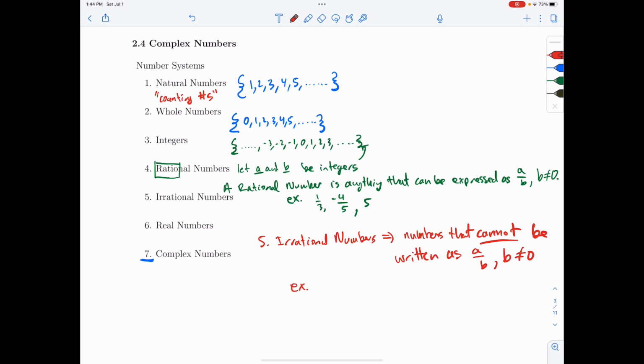Some examples of that are, well, pi. I can't write a fraction with integers that is equal to pi. Square root of 2, square root of 3, square root of 5. If you type these into your calculator and you have a powerful enough calculator, that will produce a decimal that just continues on forever. The exponential constant e is an irrational number. So those are some examples.